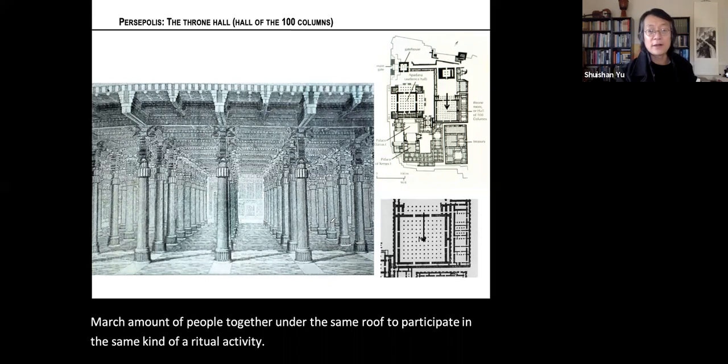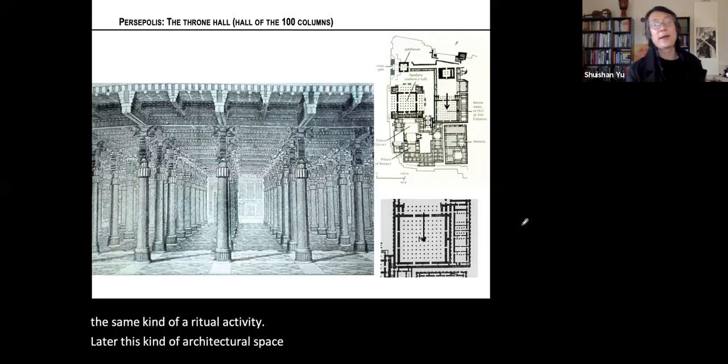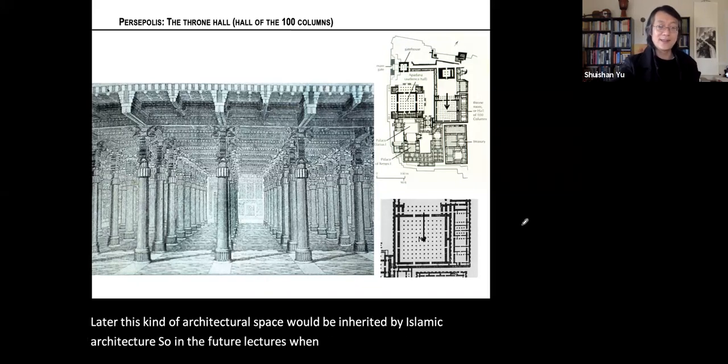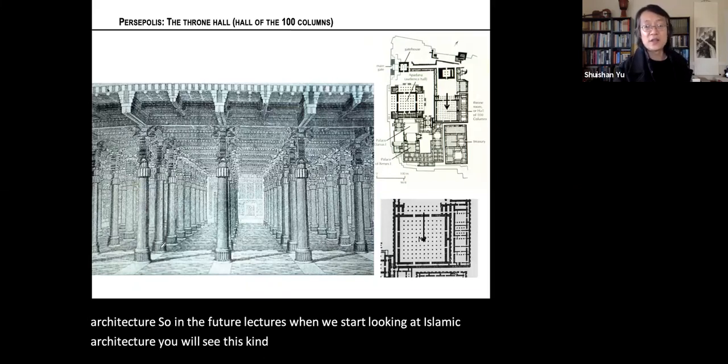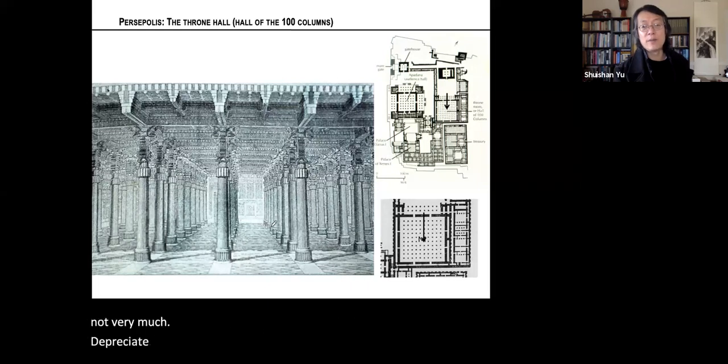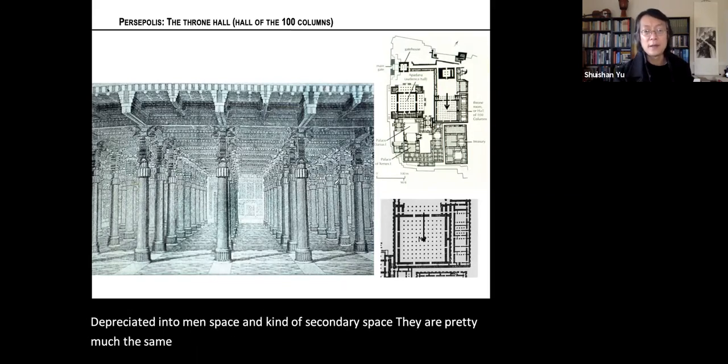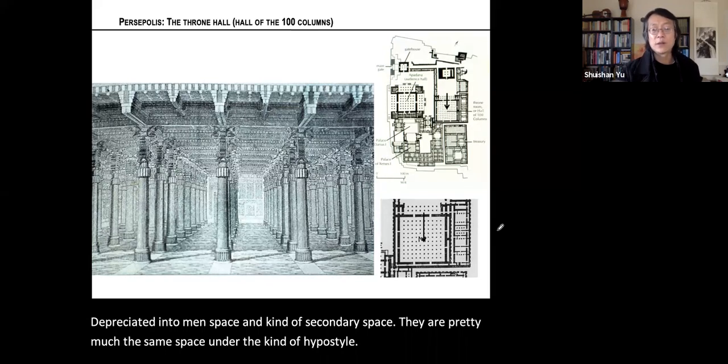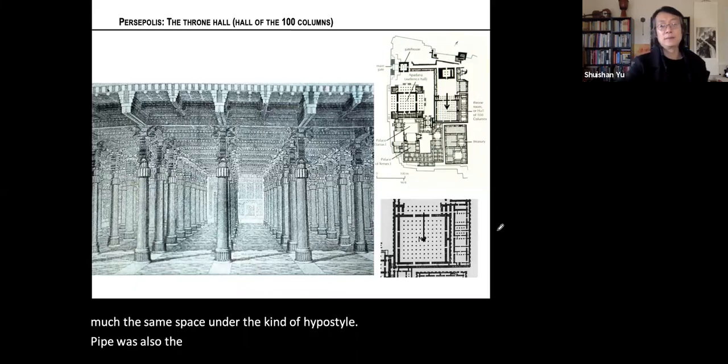Later, this kind of architectural space would be inherited by Islamic architecture. So in future lectures, when we start looking at Islamic architecture, you will see this kind of homogeneous interior space that is not very much differentiated into main space and secondary space. They are pretty much the same space under the hypostyle type, which was also a characteristic of Muslim architecture.